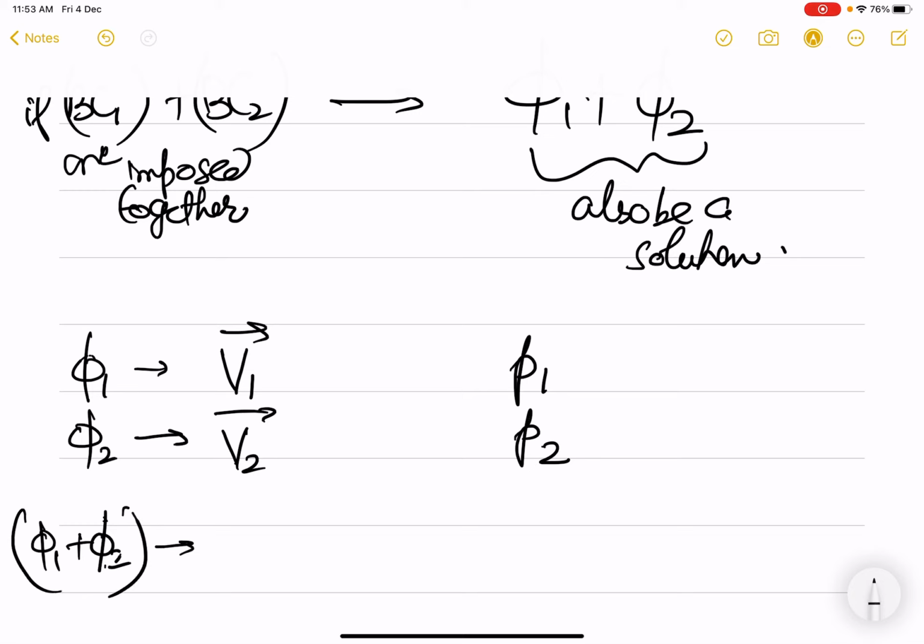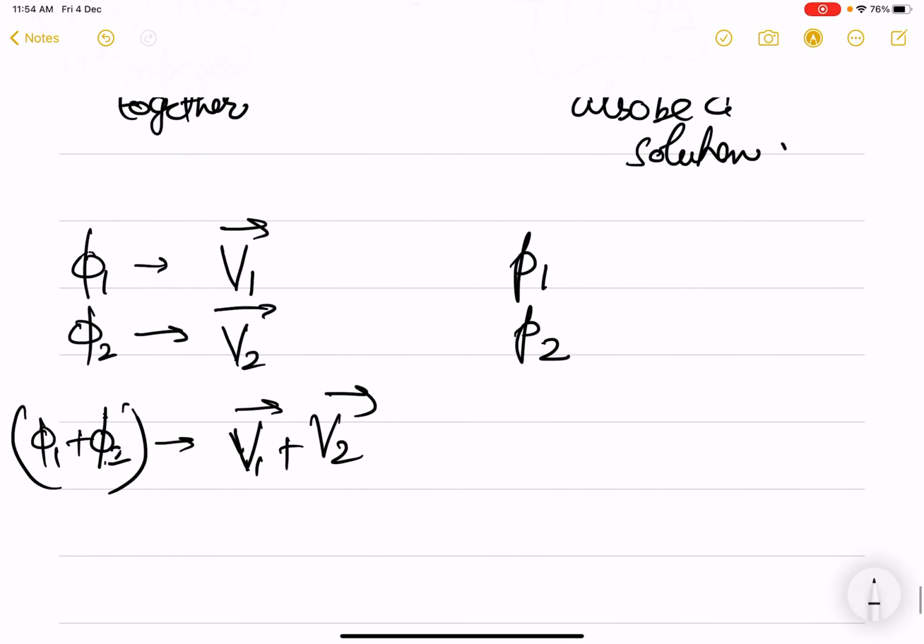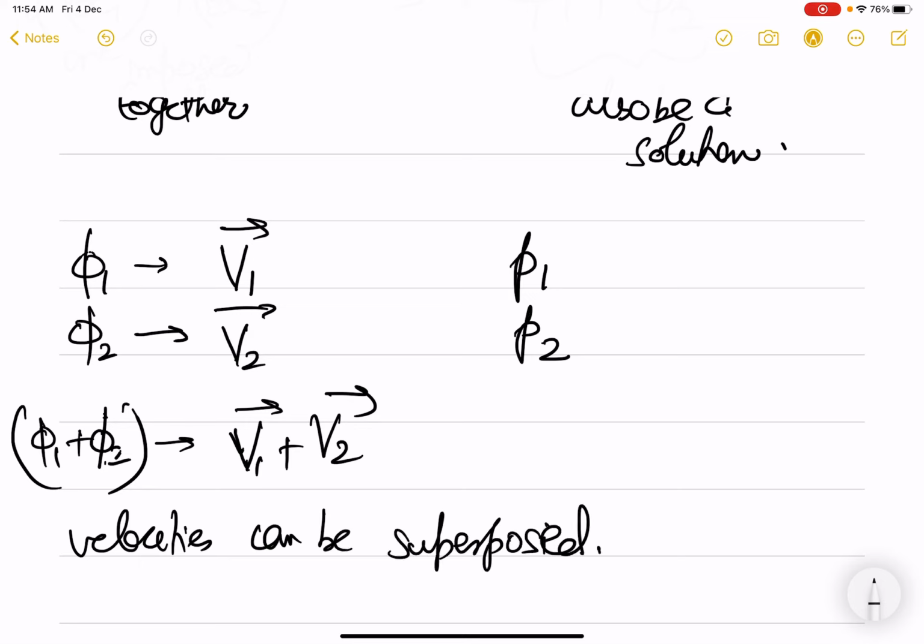That means from phi 1, if I have to get v1, how do I get it? Gradient of phi 1. From phi 2, if I have to get v2, how do I get it? Gradient of phi 2. But gradient of phi 1 plus gradient of phi 2 will be equal to gradient of phi 1 plus phi 2. So if I directly take this, the velocities can also be superposed, because velocities are linear functions of phi's and phi's can be superposed.